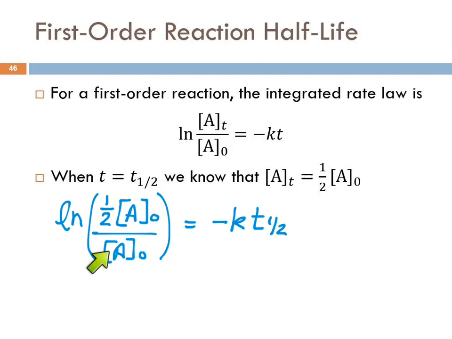So let's simplify what's inside the parentheses here. A0 over A0 cancels out. And so this is equal to the natural log of 1/2. What's the natural log of 1/2?